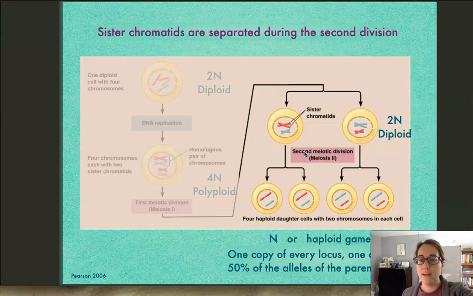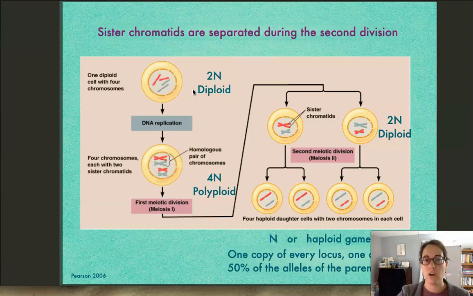Okay. And I also wanted to mention really quickly that I've labeled this here as 2N or diploid. I think your text disagrees with that. I'm not going to ask you either way because I've seen it both ways in the literature. So don't get too hung up on that. Just know that even if you're calling this 2N, it's different than the 2N that we saw originally, because obviously these are not identical to one another.